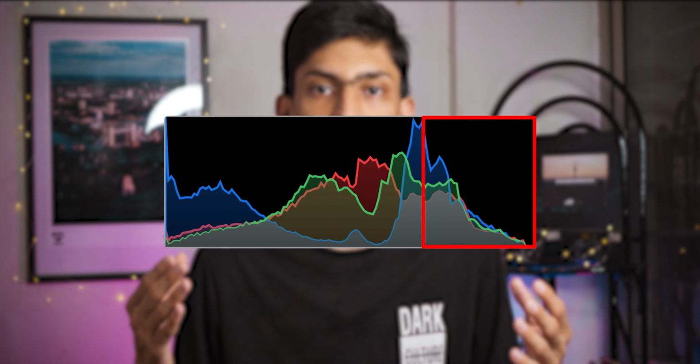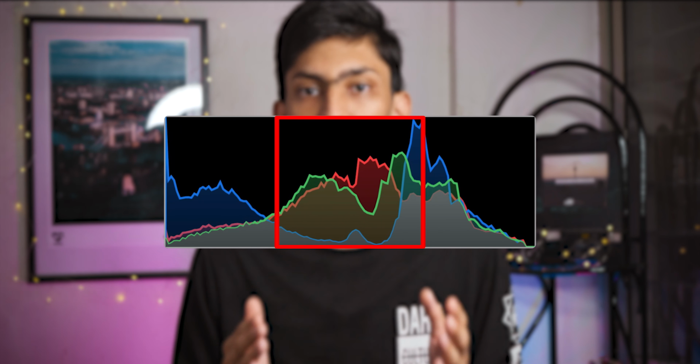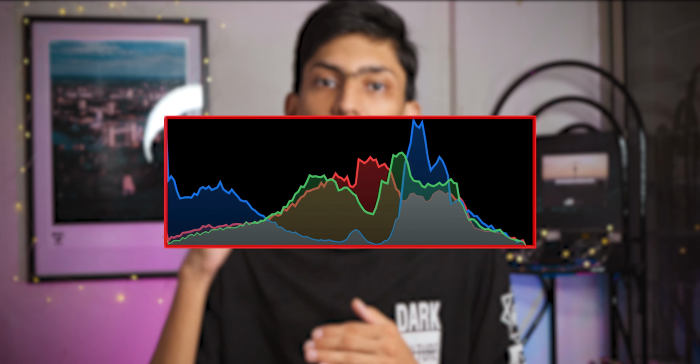Histogram is a graph that shows the distribution of light of the scene, where the left side of the graph represents the shadows and the right side of the graph represents the highlights, and the middle represents the midtones, and the height of the histogram shows how many pixels there are for each specific brightness level.